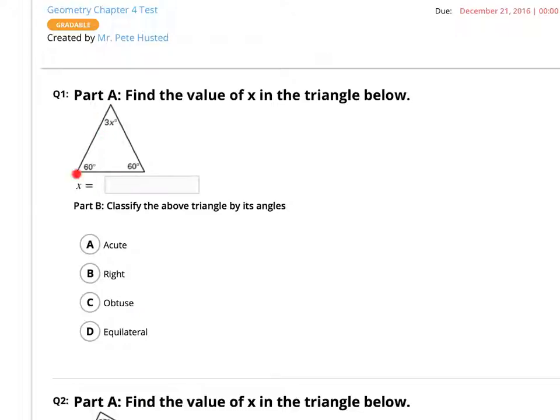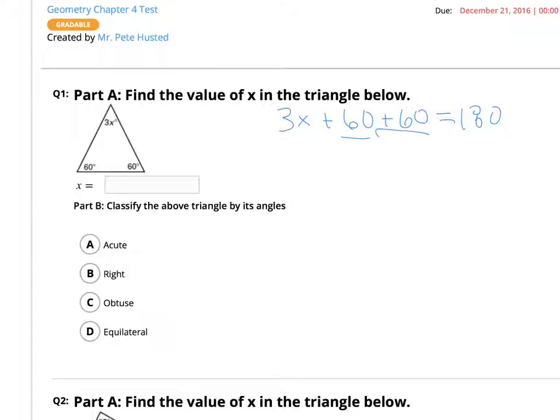Okay, 60 degrees, 60 degrees, and 3x are the three angles of the triangle. So remember there's 180 degrees, so you're going to want to go 3x plus 60 plus 60 equals 180, and solve for x from there. Remember, you've got like terms to combine here first. Solve for x and make sure you type in your answer.